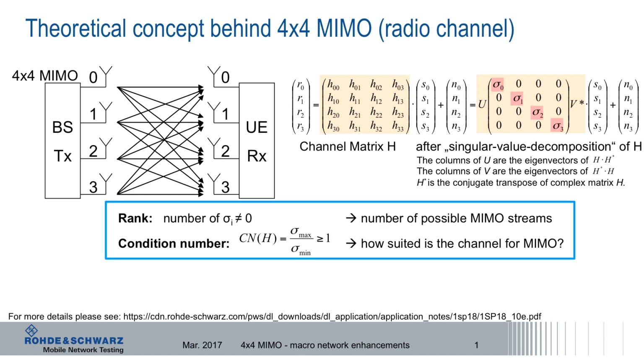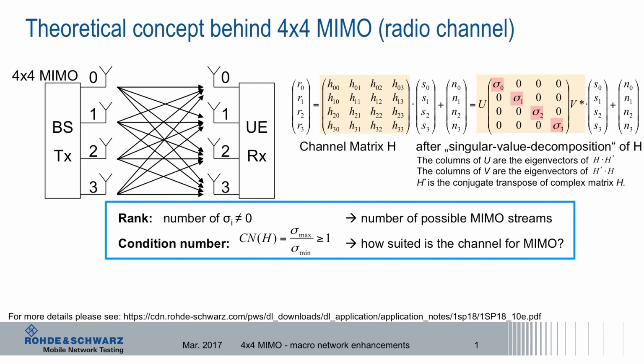Now we talk about two very important topics, the rank and the condition number. The rank is the number of non-zero singular values, so non-zero sigmas, and this gives us the number of possible MIMO streams. So in a 4x4 MIMO system it can be maximum 4 or even less. The condition number is basically the maximum sigma divided by the minimum sigma.